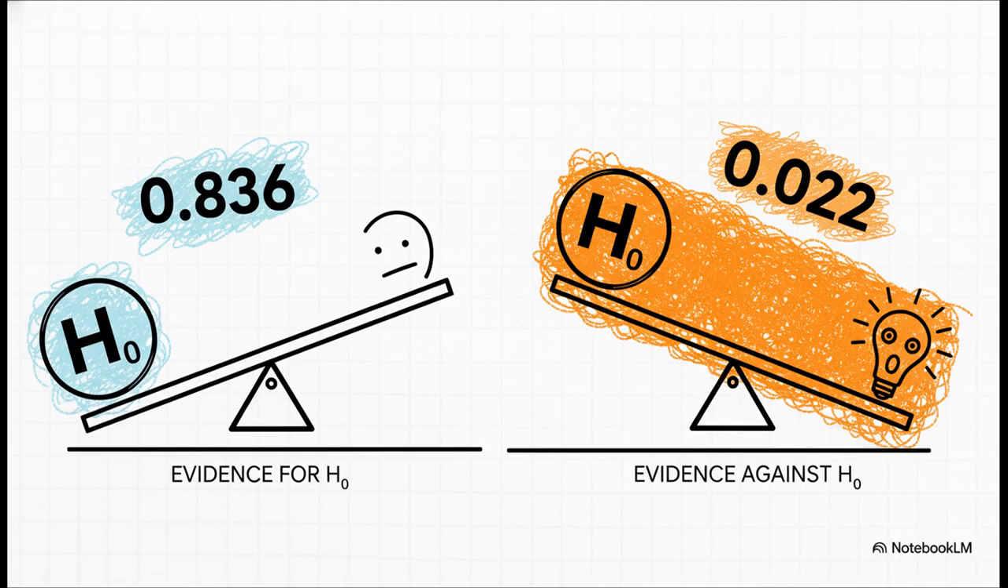So let's see how that works. If you run your experiment and you get a large p-value, something like 0.836, that means your data looks pretty consistent with the null hypothesis. It's not surprising at all. But if you get a small p-value, say 0.022, that means there's a really low probability your data supports the null. It suggests your results would be pretty rare if nothing was going on, which makes you suspicious.